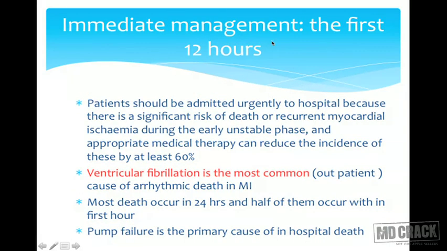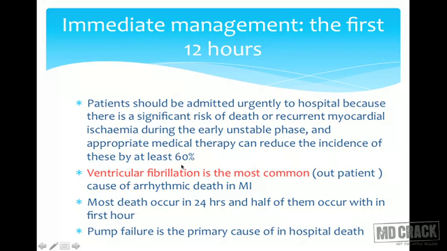What is the immediate management which is done within the first 12 hours? Patient should be admitted urgently to hospital because there is a significant risk of death or recurrent myocardial ischemia during the early unstable phase, and the appropriate medical therapy can reduce the incidence of these by at least 60%.